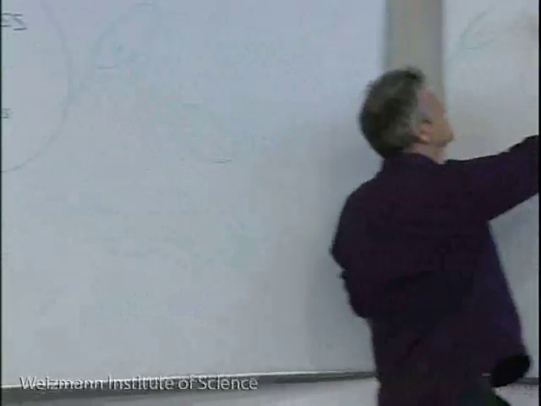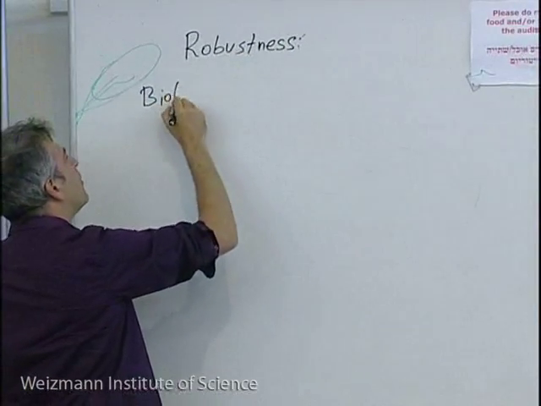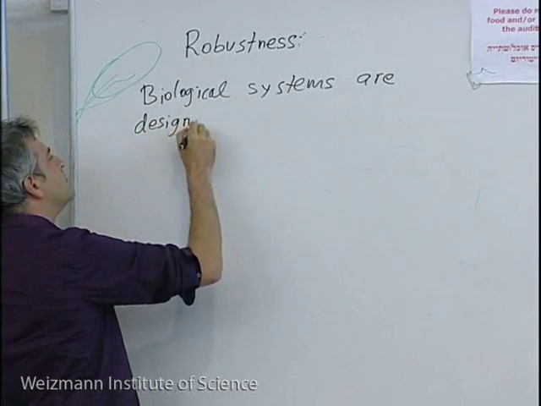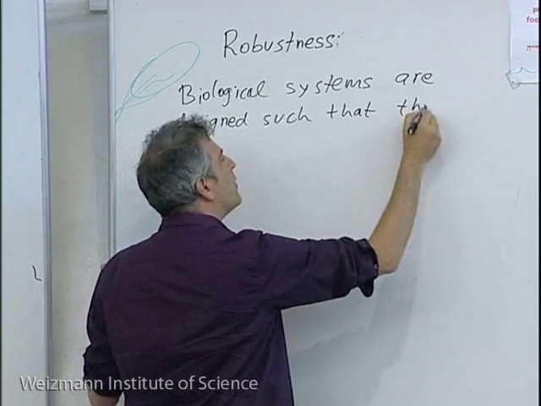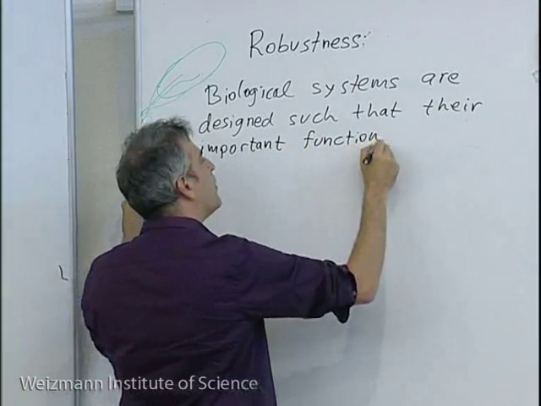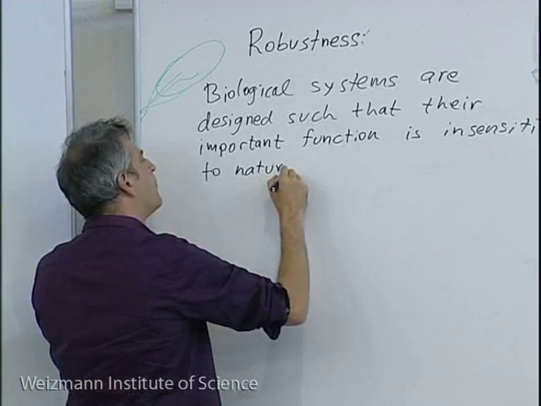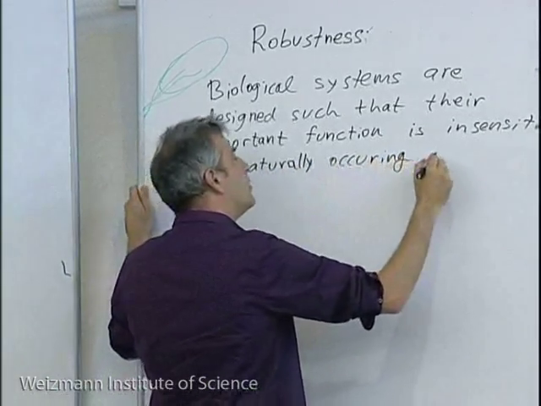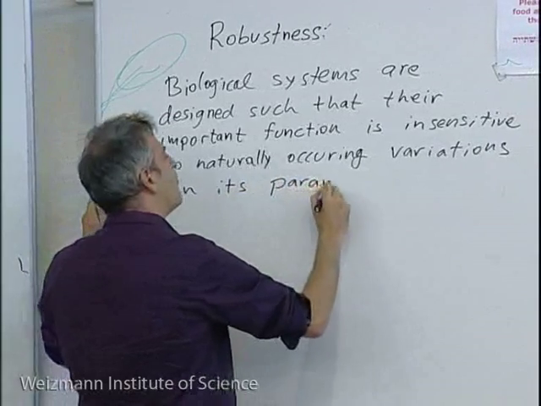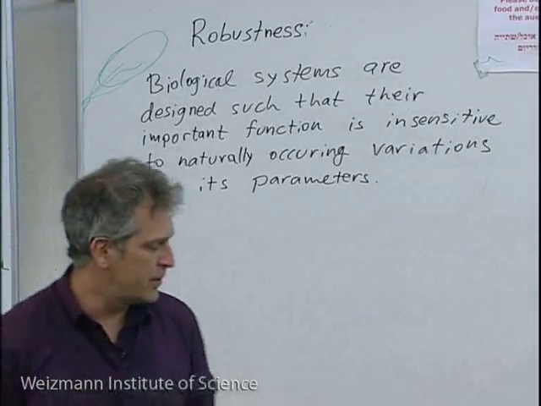So what's the principle of robustness? That biological systems are designed such that their important function is insensitive to the naturally occurring variations in its parameters. So this sentence we'll try to unpack during this class.